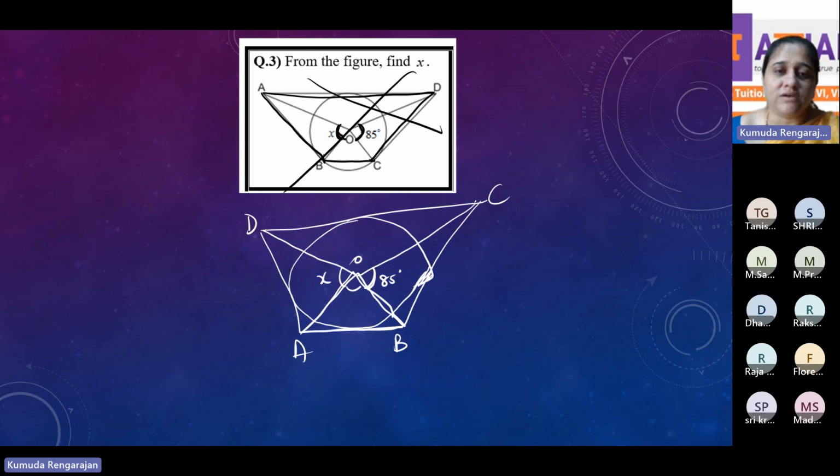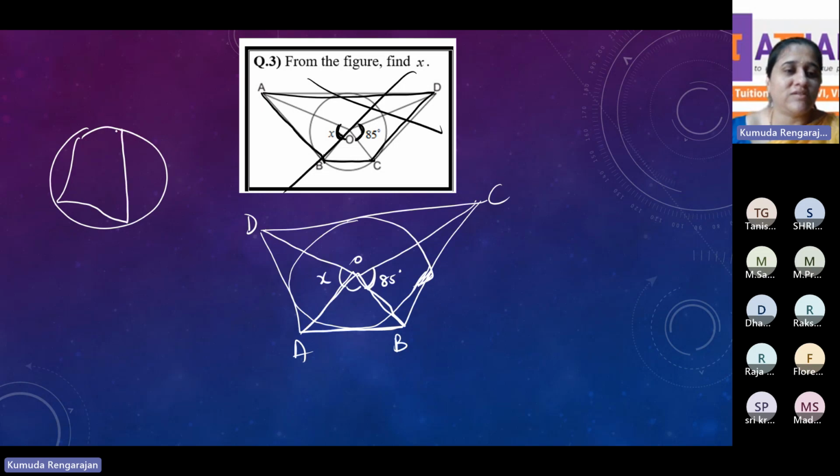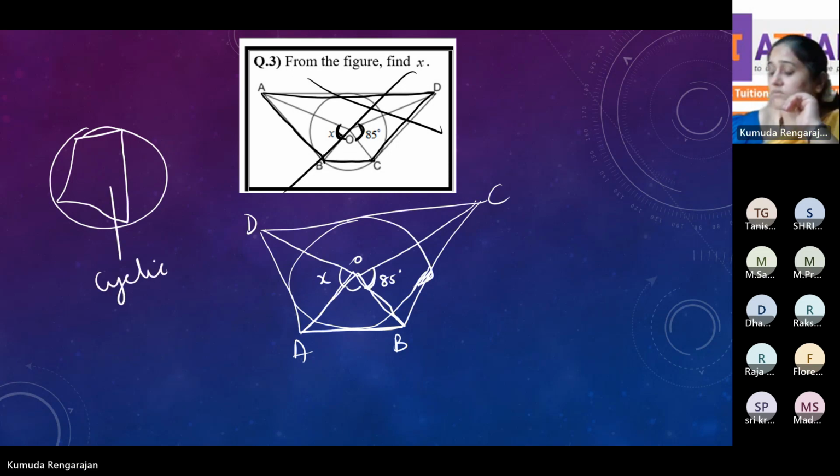How is this figure? Circle inside a quadrilateral, touching all the 4 sides. Now this quadrilateral is not a cyclic quadrilateral. Cyclic quadrilateral means quadrilateral inside the circle like this. This one is a cyclic quadrilateral: quadrilateral inside and circle outside. This one is not a cyclic quadrilateral.